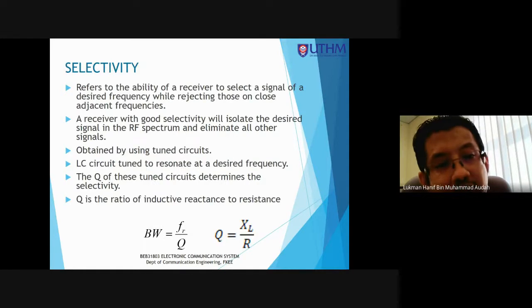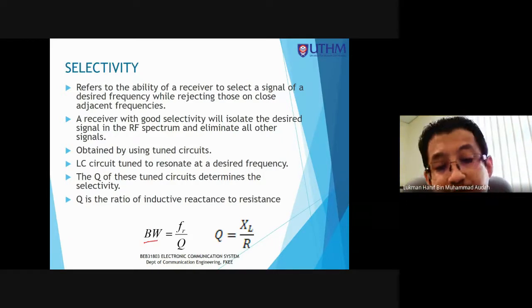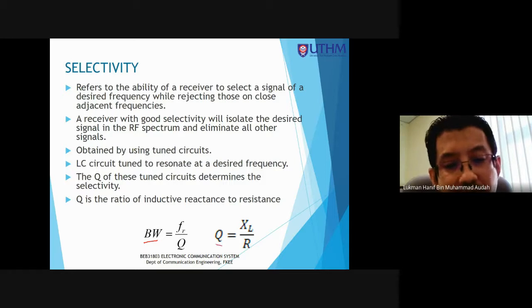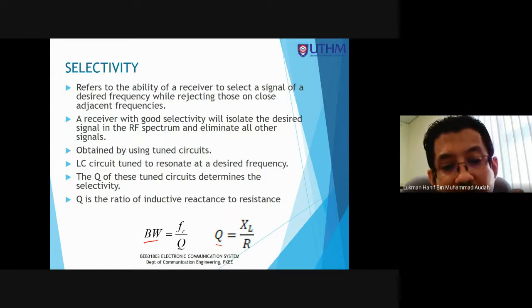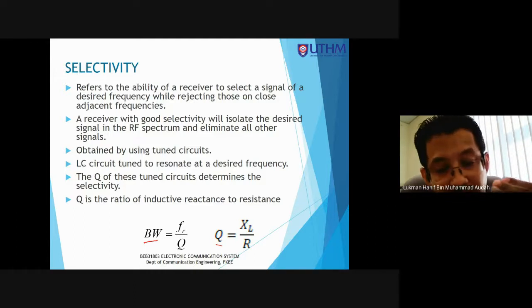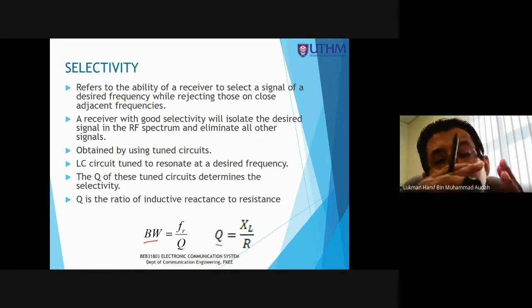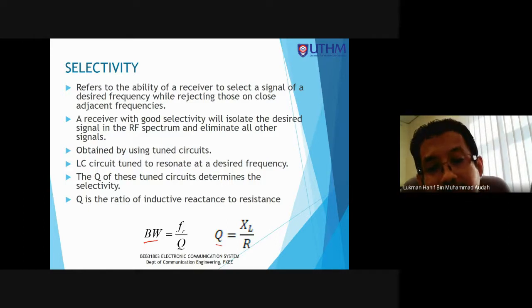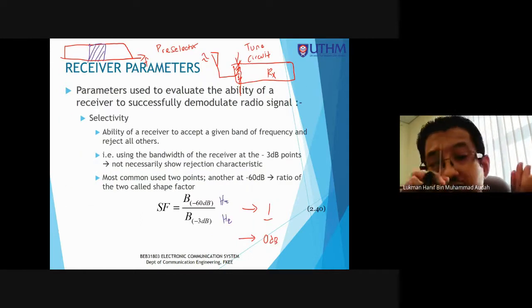And then we have another selectivity parameter, what we call as the bandwidth of the tune circuit. So ini merujuk kepada bandwidth of tune circuit. And then we have another one, what we call as the quality factor. Quality factor is equal to inductive reactance of the tune circuit divide with the resistance in the tune circuit. So sekarang ni kita cerita tentang tune circuit. Kita tidak bercerita tentang semua sekali receiver, tidak. Kita hanya fokus ke dalam tune circuit sahaja. Yang tadi saya lukis, kita merujuk kepada tune circuit.